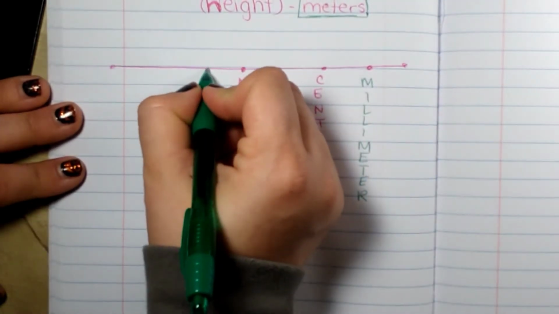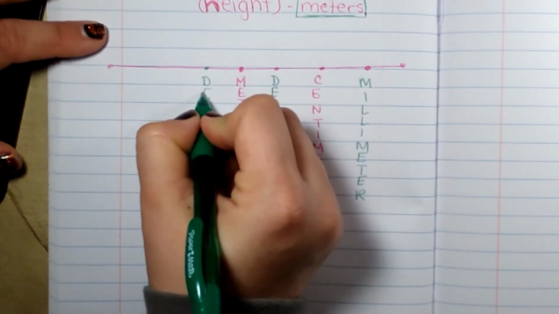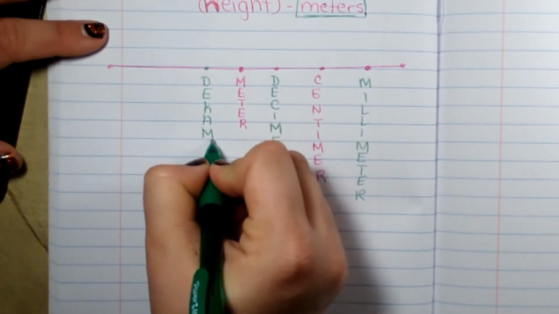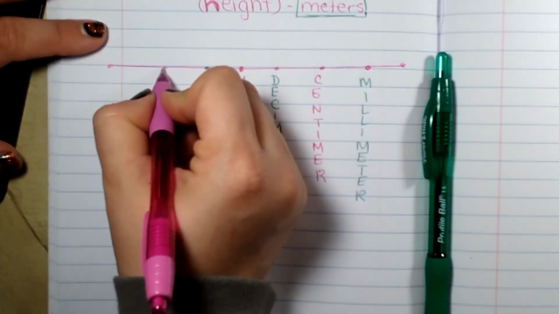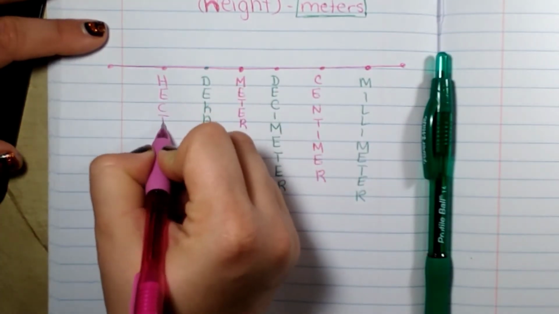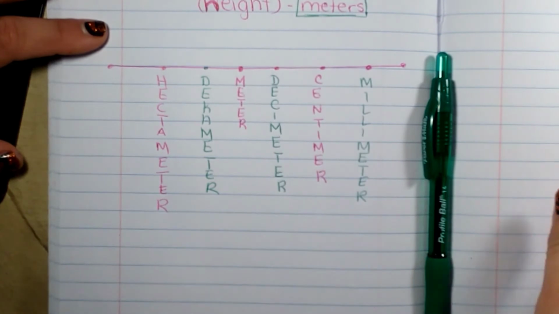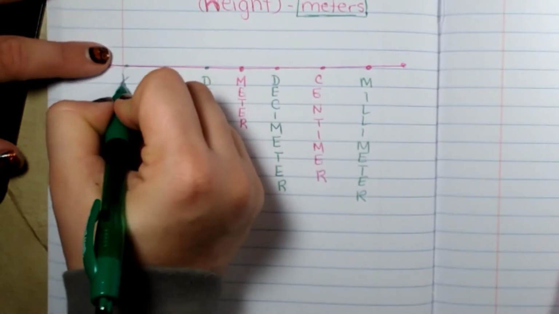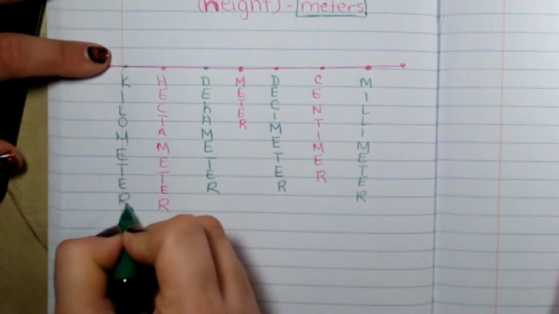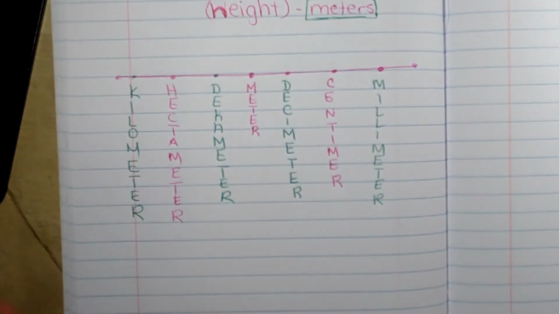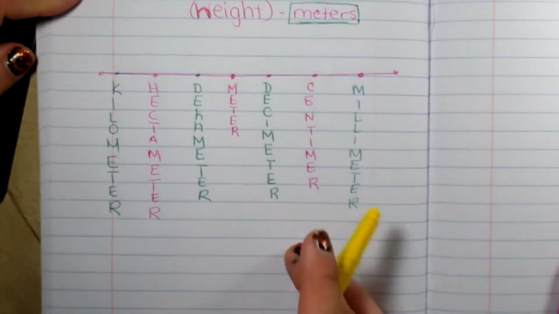Okay. This is a decameter. This is a hectometer. And this is a kilometer, which is close to what we would know as a mile. So how do you know which one goes in what order?